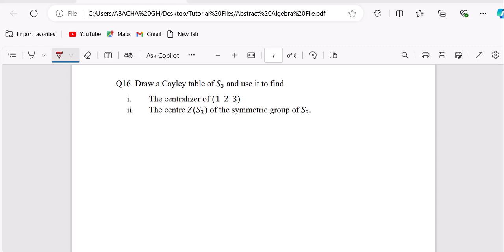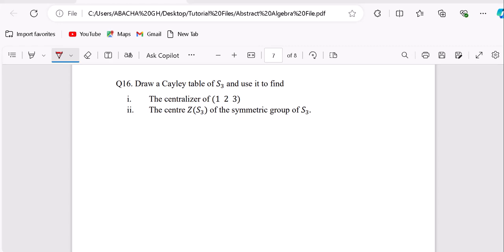Okay, so we are to look at our last question on this particular set of tutorial. Then we'll continue later on other subheadings and subtopics. And so we are asked to draw a Cayley table of S3 and use it to find (i) the centralizer of this particular element, and (ii) the center of S3, the symmetric group. And so this is going to be very lengthy, but we'll try our possible best to make it shorter.